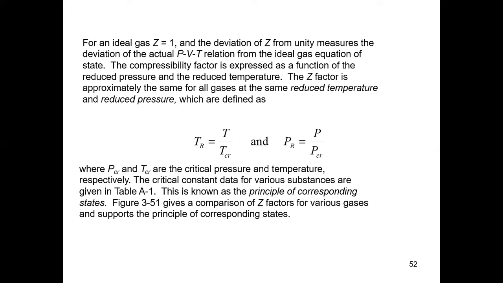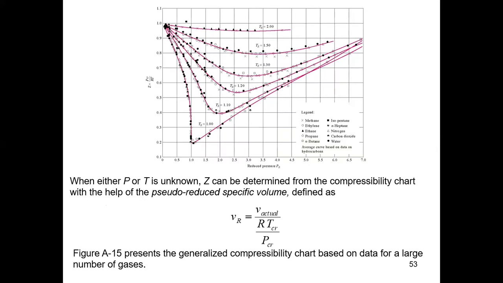Figure 3.51 gives comparison of Z factors for various gases and supports the principle of corresponding states. So here you have the compressibility factor as a function of reduced pressure. When either P or T is known, Z can be determined from compressibility chart. This is a compressibility chart with the help of the pseudo-reduced specific volume defined as vR is v actual divided by R times Tcritical divided by Pcritical.